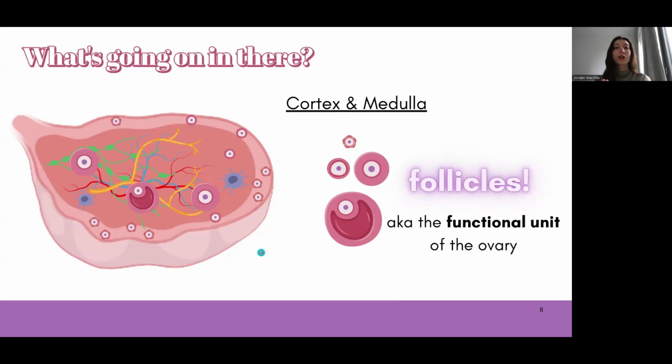And follicles are the functional unit of the ovary. What this means is that they are responsible for those two major functions of the ovary, producing hormones and fertility.